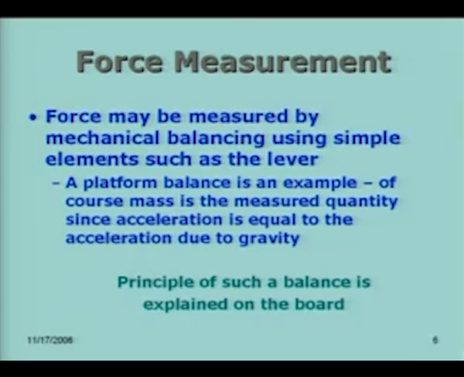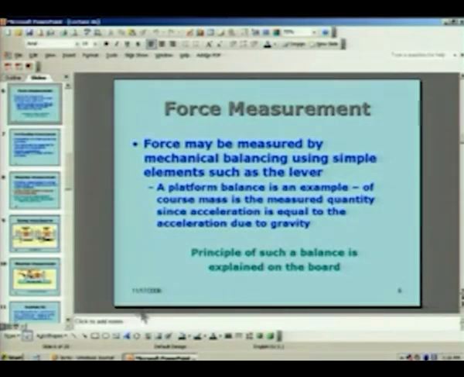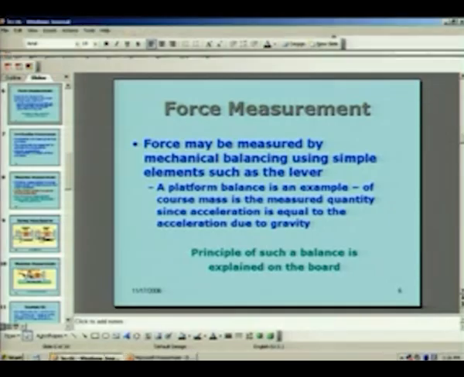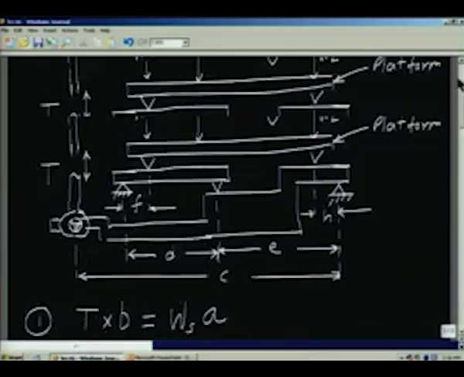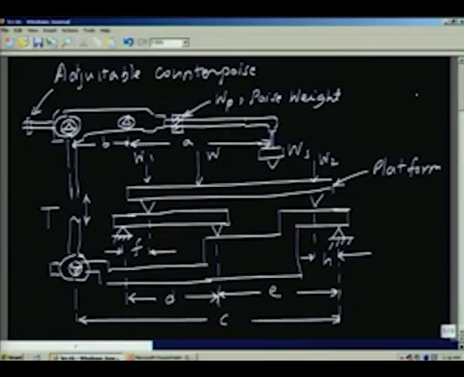So, a similar thing can be done by using what is called a platform balance, which is used usually for measurement of very large masses, or if you want to call it very large weight. The principle of such a balance I am going to explain on the board by taking a simple schematic of such an arrangement, and what I have done is I have drawn this schematic here, and let me just explain what it consists of.